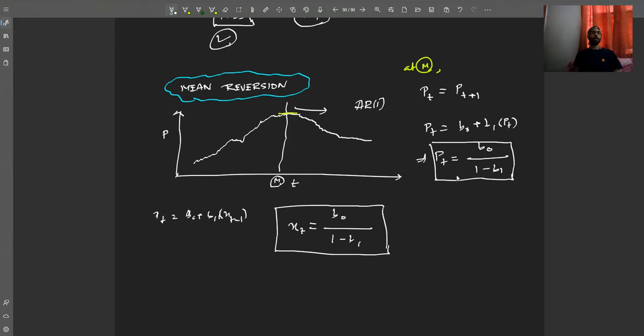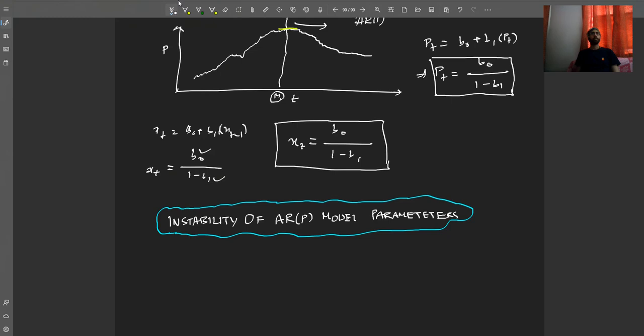What you will do is just rearrange this equation and replace xt minus 1 with xt, and say that it will happen at xt is equal to B0 by 1 minus B1. Obviously B0 and B1 should be given, and by measuring this you can predict the mean reversion point. It's as simple as that, friends.